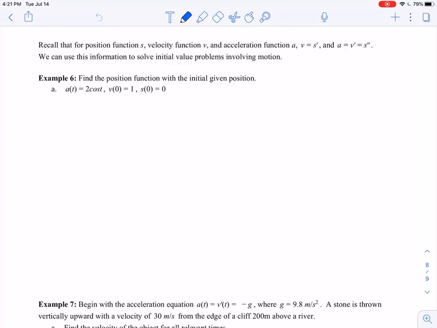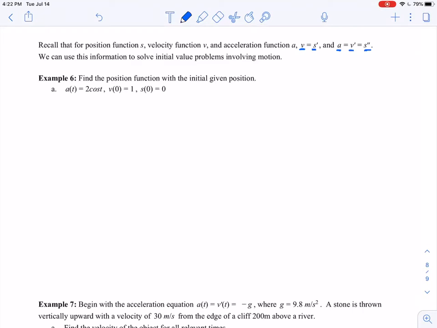Let's look at an example here where we can use differential equations to help us talk about position functions, velocity functions, and acceleration functions. Before we do that, though, remember that if I want to talk about the velocity function, that is the first derivative of our position function s, and if I want to talk about the acceleration function a, that is the first derivative of the velocity function and the second derivative of the position function. So we can use this information to help us solve initial value problems involving motion.